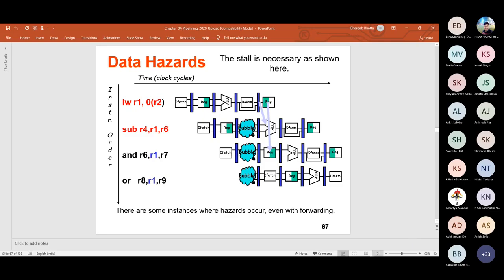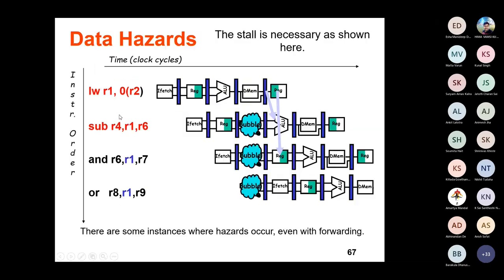Yes. So just looking into the previous example, the same example here, load followed by subtract and then and or etc. So you need a bubble here. So that the demand now becomes later than the supply. Here this is updated after the memory stage, and this is needed before the execute stage. So if I just push this by 1 clock cycle, then the demand follows the supply.